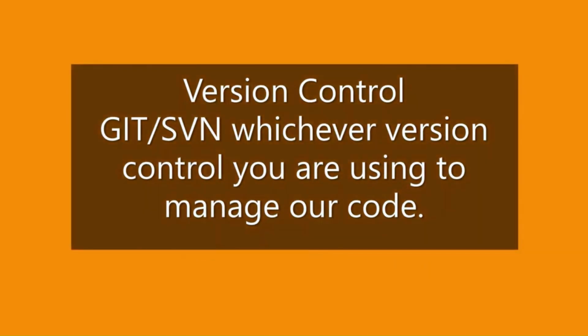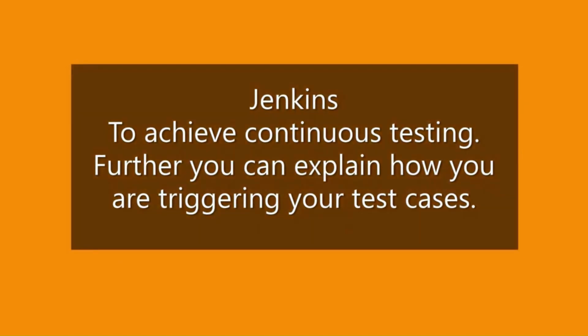Next is version control. So Git or SVN, whichever version control you are using to manage your code, tell them that we are using Git to manage our code. Next is Jenkins to achieve continuous testing. Further, you can explain how you are triggering your test cases in Jenkins, either daily at a specific time, or it can be when developers check in code.